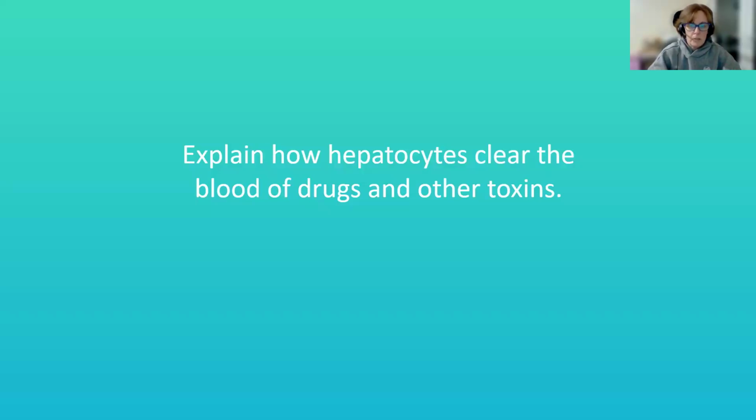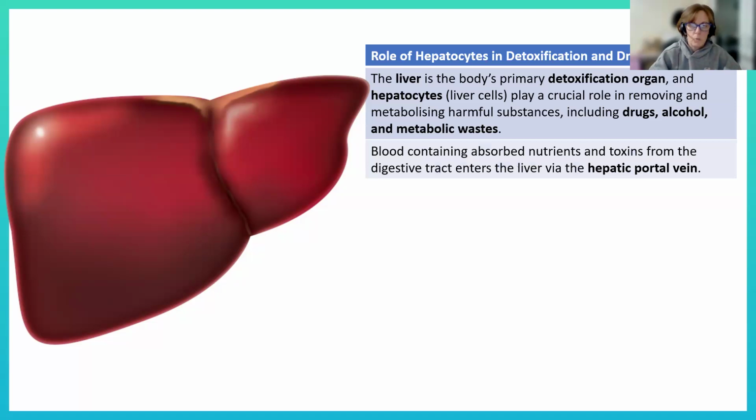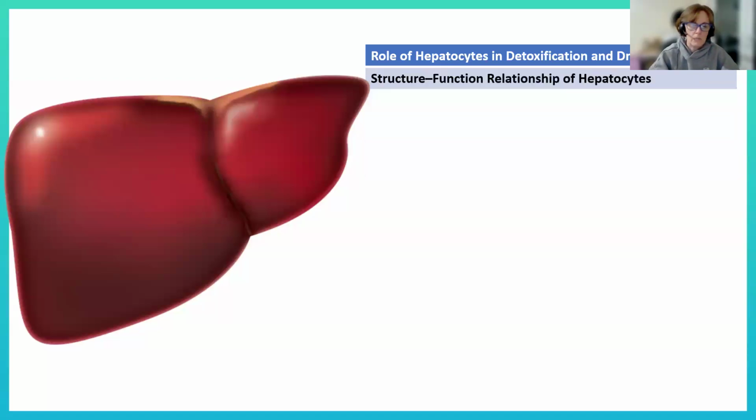So the next thing we need to have a look at is how the hepatocytes, the liver cells, clear the blood of drugs and other toxins. As we are well aware, it is a detoxification organ, and it plays an important role, particularly in removing alcohol and drugs such as paracetamol and metabolic wastes that we were talking about earlier with the protein metabolism. So all of these nutrients go in through the digestive tract. First place they go to, via the hepatic portal vein, is the liver. So again, hence the reason for its importance.